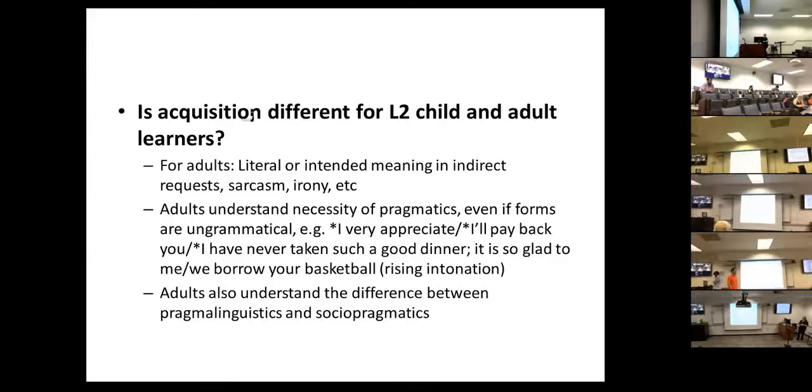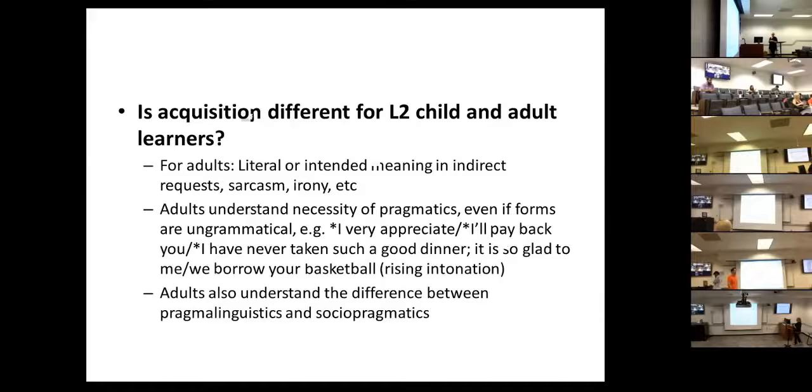Another basic question is, is acquisition different for an L2 child or an adult learner? As you might imagine, it is different, and part of it is because children don't understand a lot of pragmatics. You have to be of a certain age before you even understand what sarcasm or irony is. You don't understand what a lie is when you're a very young child. They don't lie. They have to come to a certain age before they'll start to lie.